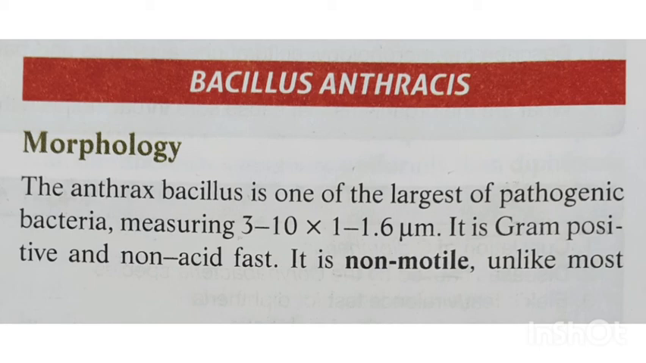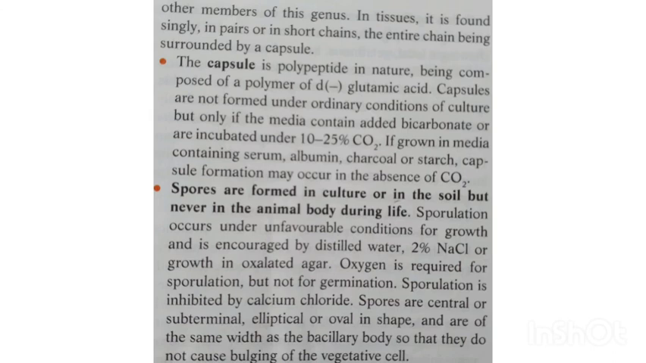Then it is non-motile, unlike other species. Most of the species in the Bacillus genus are motile, but there is an exception, that is Bacillus anthracis, which is non-motile. Then in tissues as well as in cultures, they are arranged singly, in pairs, or in short chains, and the entire chain is surrounded by a capsule. So Bacillus anthracis is capsulated, and its capsule surrounds the entire chain.